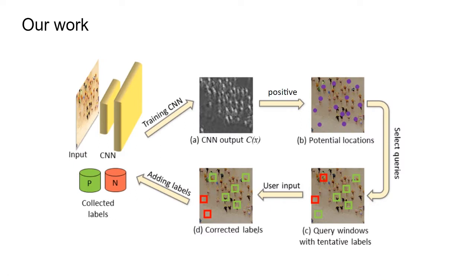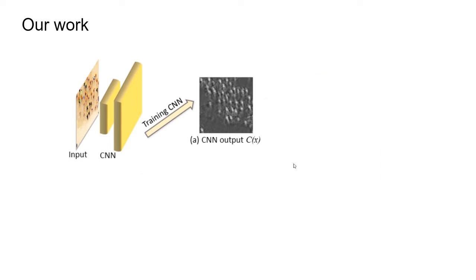In general, our method is iterative and collects labels for training every iteration. More specifically, given a single input image, we train a CNN to output a map with positive and negative values, where zero is the separator between objects and non-objects. For this training, we use few locations of objects and few locations of non-objects as labels. You can read in the paper how we initialize these labels buckets.